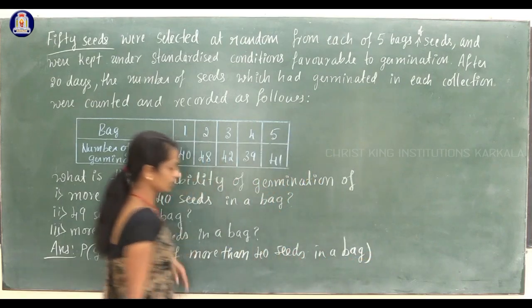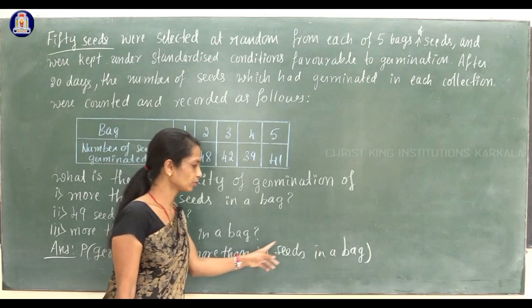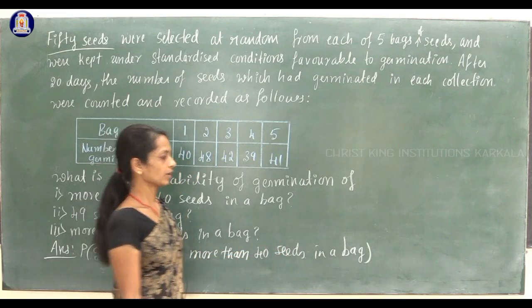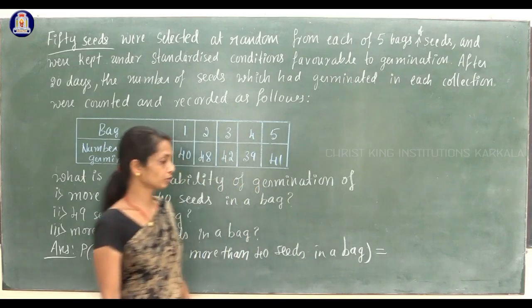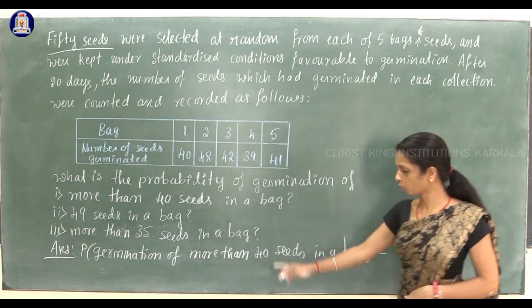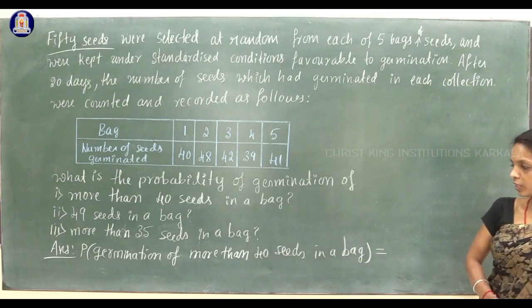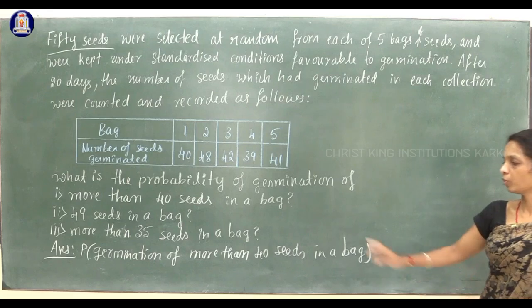So what is the event now? The event is the germination of more than 40 seeds in a bag. According to the standard formula, in the numerator you have to write the number of bags in which you have more than 40 germinated seeds, dividing by the total number of bags.